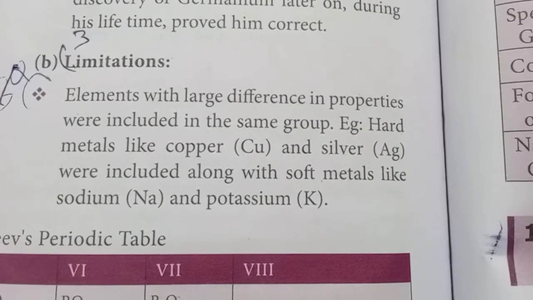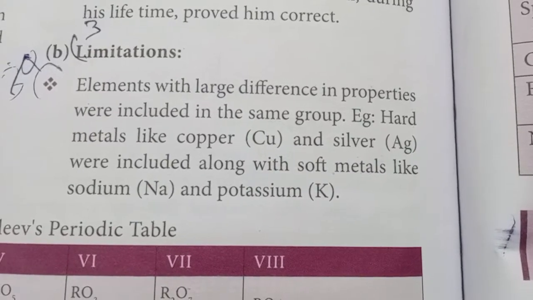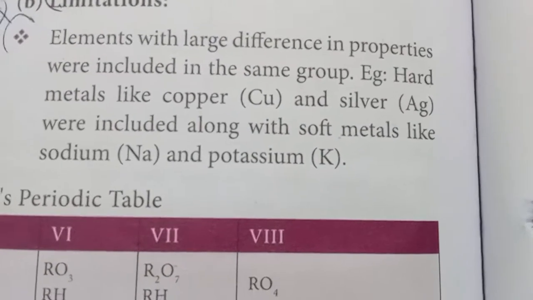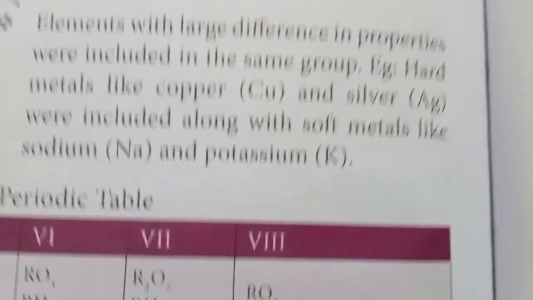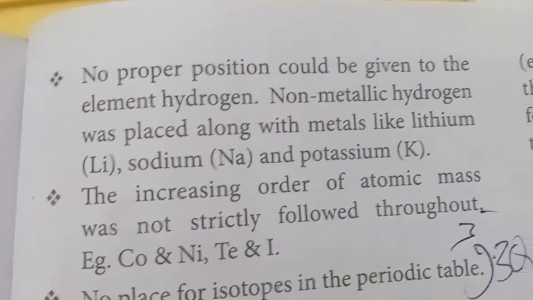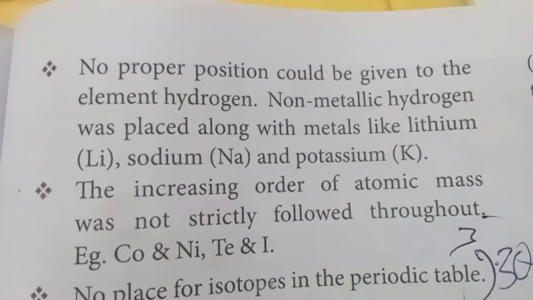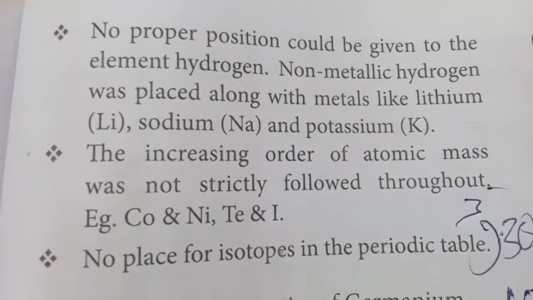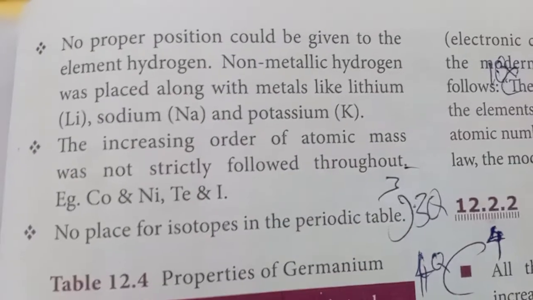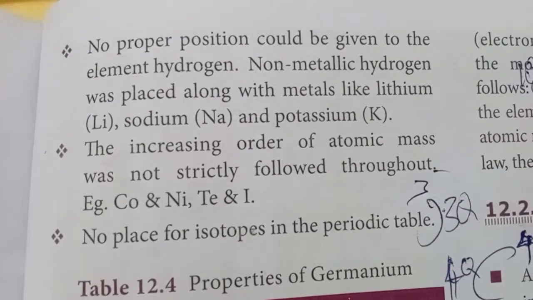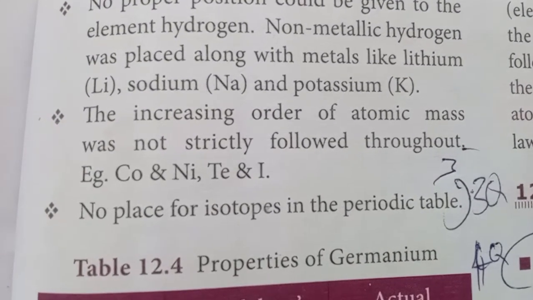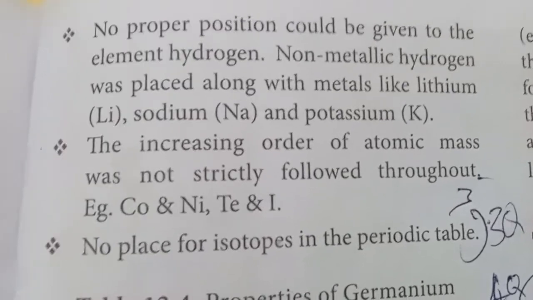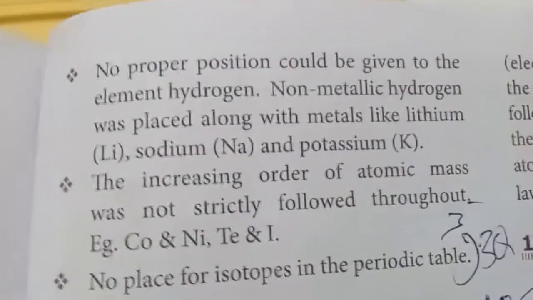Elements with large differences in properties were included in the same group. Example, hard metals like copper and silver were included along with soft metals like sodium and potassium. And the second point is no proper position could be given to the element hydrogen. Non-metallic hydrogen was placed along with metals like lithium, sodium and potassium. The increasing order of atomic mass was not strictly followed throughout the classification, and there was no place for isotopes in the periodic table. So these are the limitations of Mendeleev's classification.